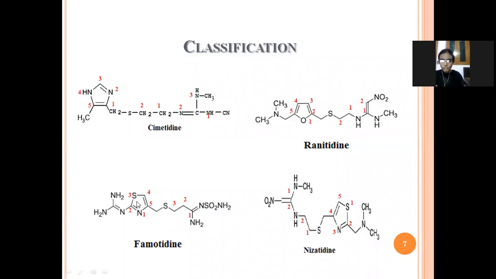So this is the thiazole structure. In first position nitrogen, third position sulfur. So 1,3 thiazole. In second position, the 2 amide groups are attached to the methyl, and here 1 of the nitrogen is there, and here methyl, sulfur, and this is the 3 carbon atoms means propyl, amide, and here sulfur group and amide group is there.